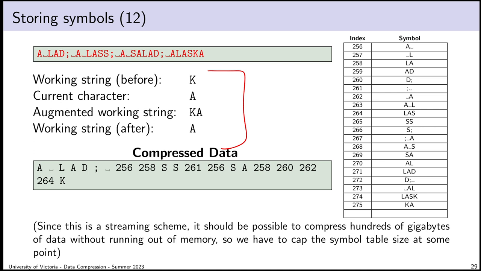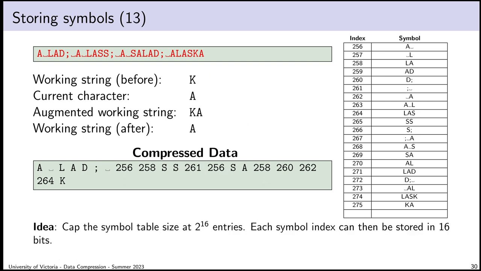We're not achieving our streaming requirement, because as the input gets bigger and bigger, and as we get to hundreds and hundreds of gigabytes, I may eventually need a symbol table that's also hundreds of gigabytes in size. And that's a problem practically, but it also violates one of our core axioms in this course, which is I want to be able to stream through my compression scheme.